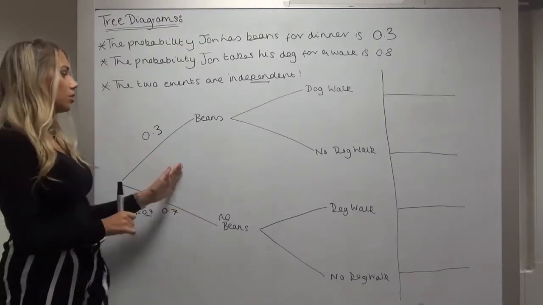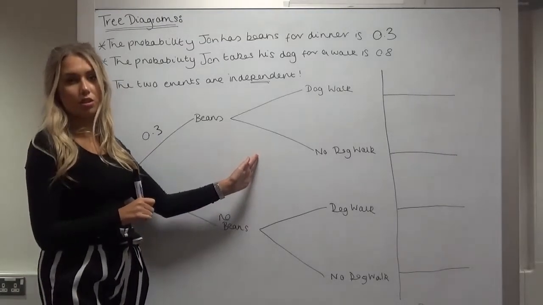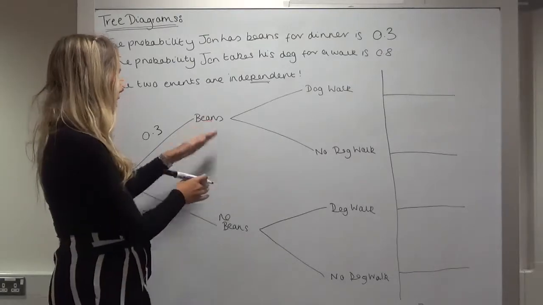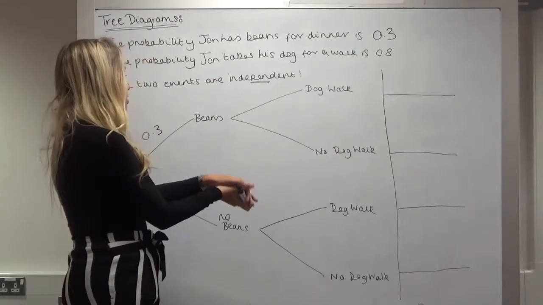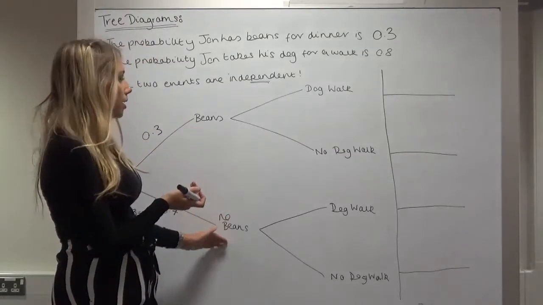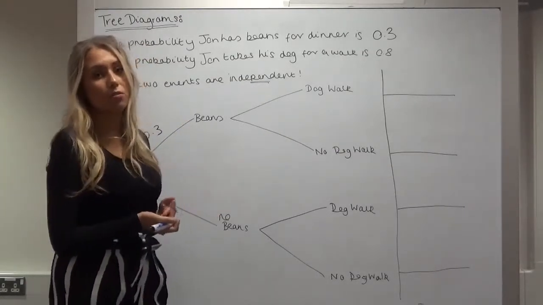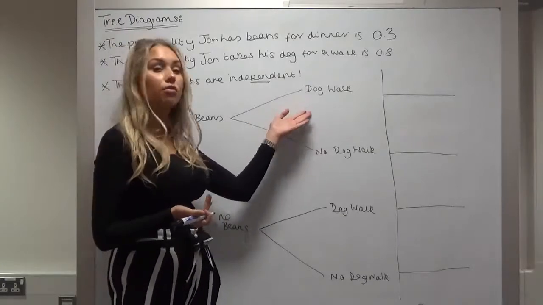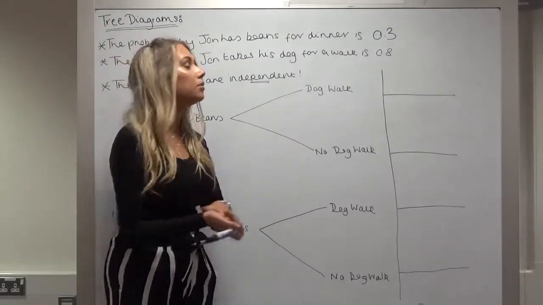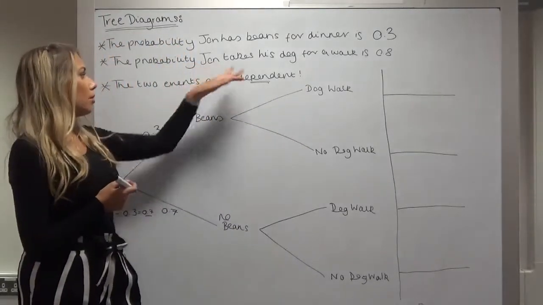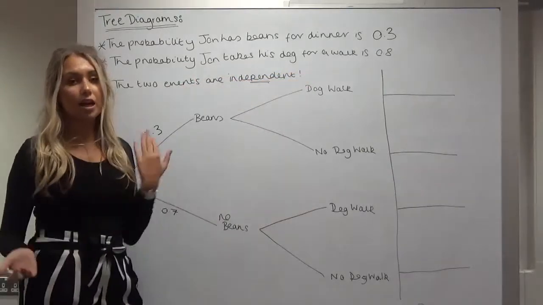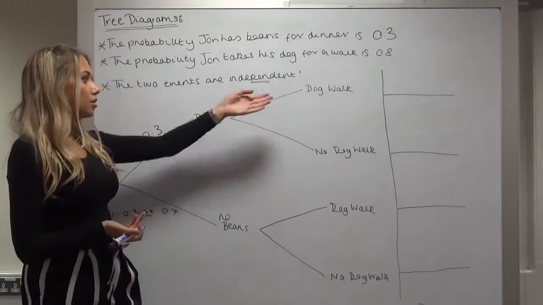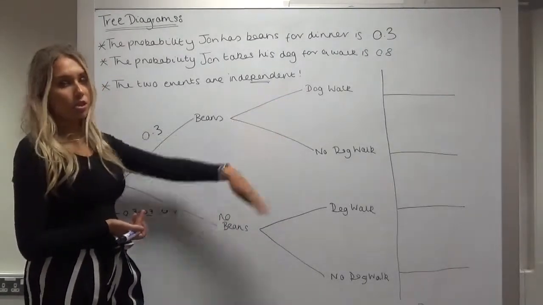We then move on to our second stage of the tree diagram, and as you can see, each branch has two more branches sprouting off it. This is because if John either has beans or no beans, we then have to decide the probability of whether he's also going to take his dog for a walk or not going to take his dog for a walk. We know from the question that the probability that John takes his dog for a walk is 0.8. So applying the same logic as we did last time, we can assign these values to these branches.